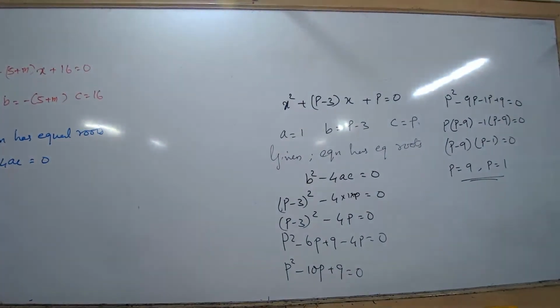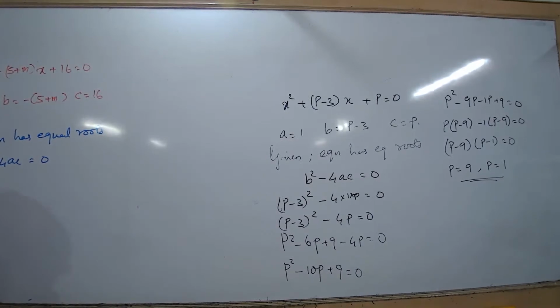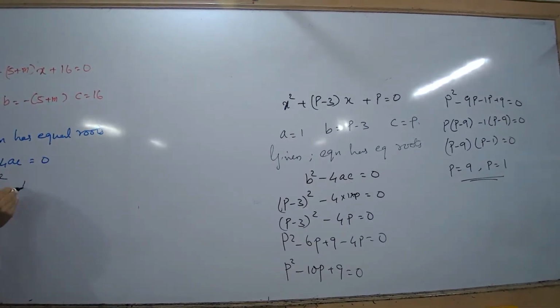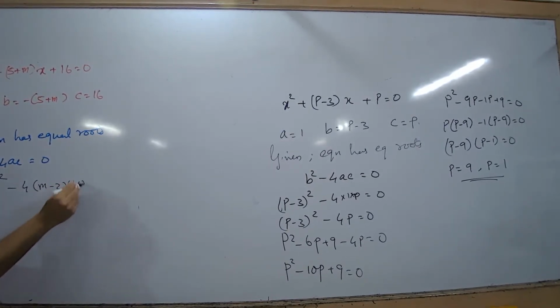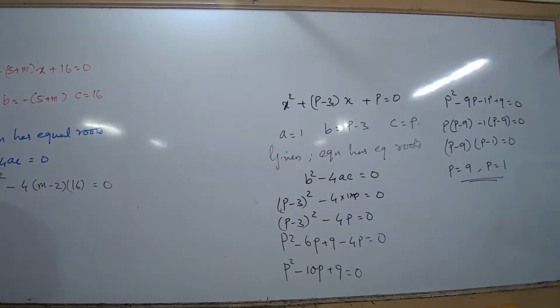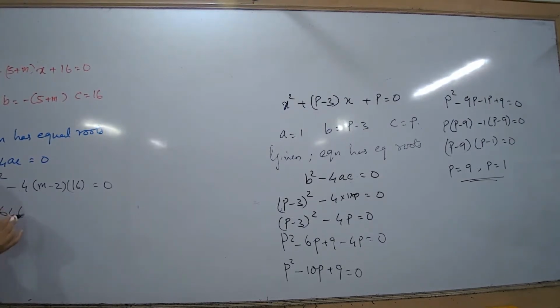Those who don't get it, look here, I will substitute. First is minus of 5 plus m, the whole square, minus 4 times m minus 2 times 16. This much all of you got, I hope. Then don't multiply this minus immediately. Square of minus is plus, so 5 plus m, the whole square, minus 4 times 16, which is 64, times m minus 2, is equal to 0. Do you all follow this?